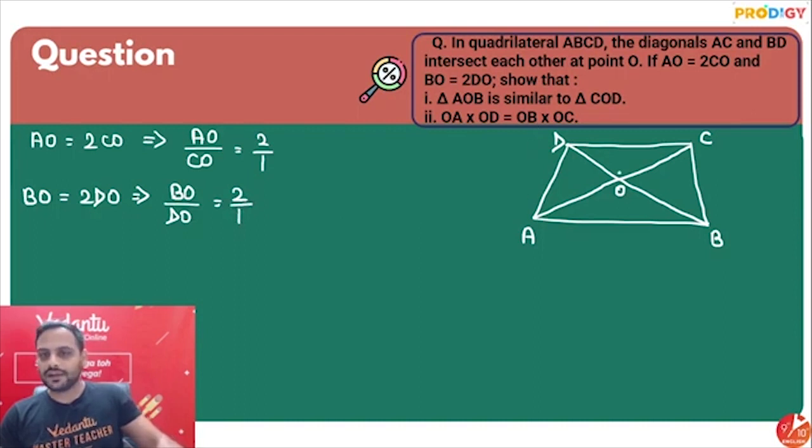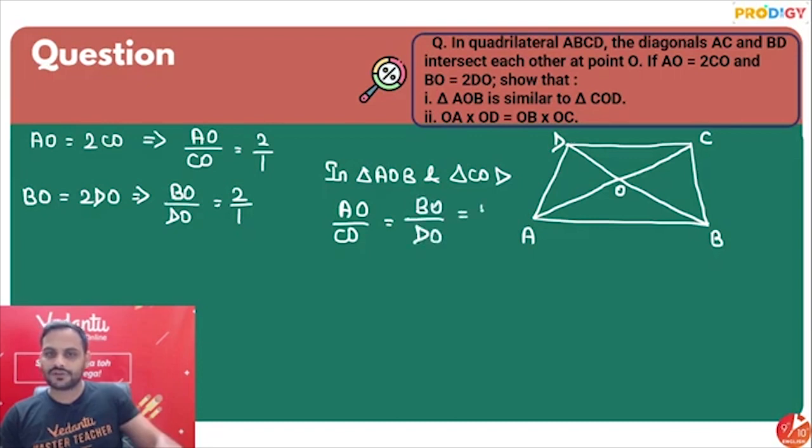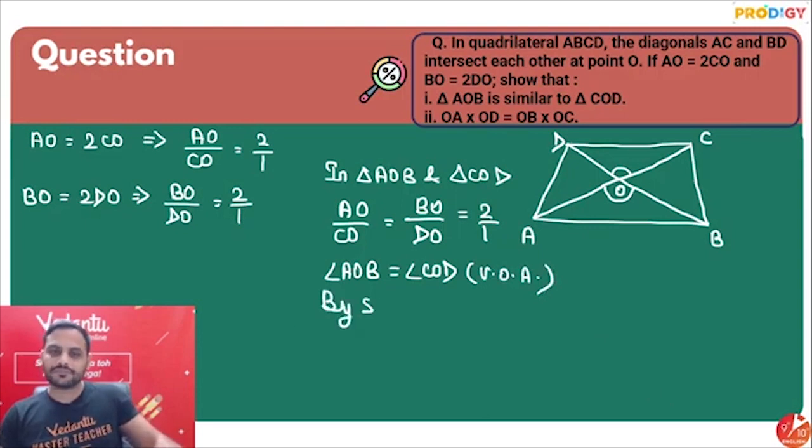Now I have to prove triangle AOB similar to triangle COD. So in triangle AOB and triangle COD, first thing, I got AO of this triangle and CO of that triangle ratio, and here BO of the triangle AOB and DO of the triangle COD, both the ratios are same, 2 by 1. And the second thing, sir, the angle between them is equal. Angle AOB is equal to angle COD because they are vertically opposite angles. So which rule is it? Two sides and the angle between them. By side angle side rule, triangle AOB is similar to triangle COD.